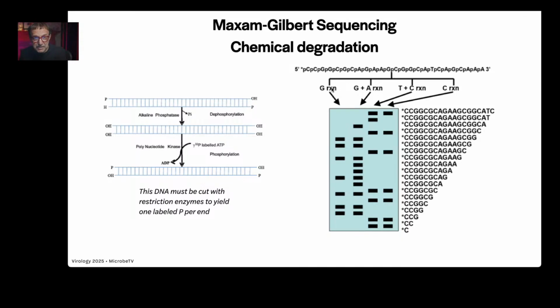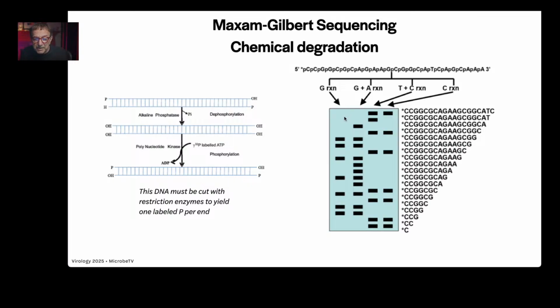I'm not going to tell you what the chemicals are, but one of them was piperidine, rocket fuel. It was very bad to have around. It never blew up on me, but oh boy. So this chemical cuts at G's. This one cuts at G plus A. This one cuts at T plus C. And this one cuts at C. So what you do is you take the DNA, which is labeled at one end, and put it in these 4 tubes and carry out these reactions.